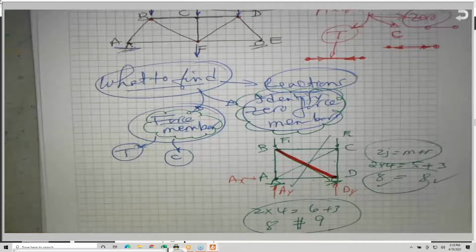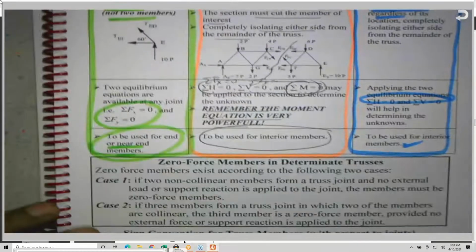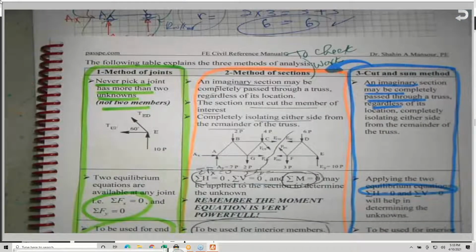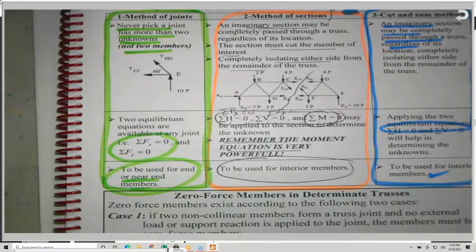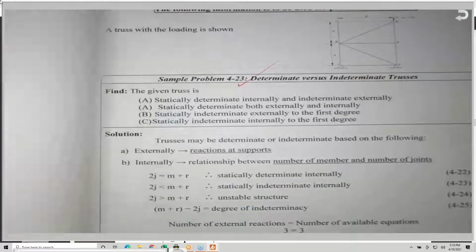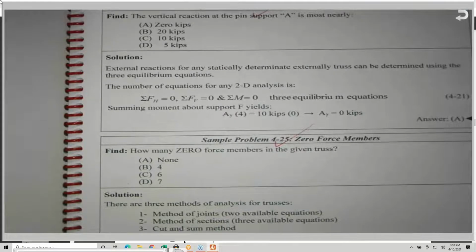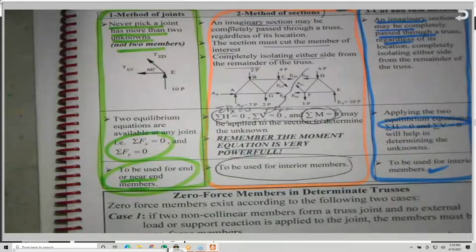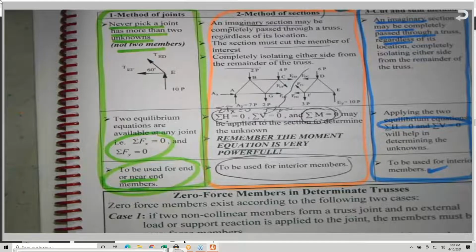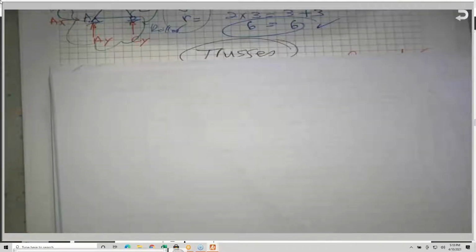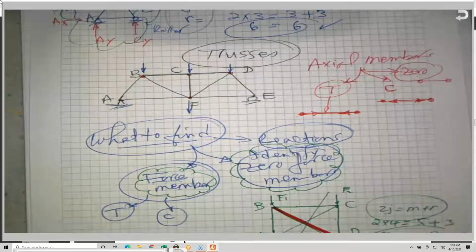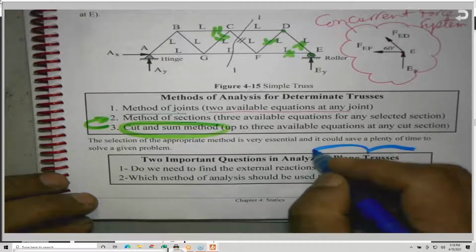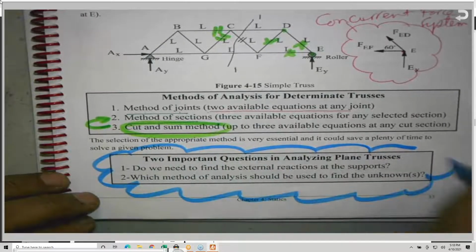There are 3 methods mentioned in the book, and before you analyze any truss, there are 2 important questions I need you to answer. Where are the 2 questions? This is the sign convention. I don't know, probably on the previous page, oh yes, I skipped it. There are 2 important questions I need you to ask before you analyze any truss.